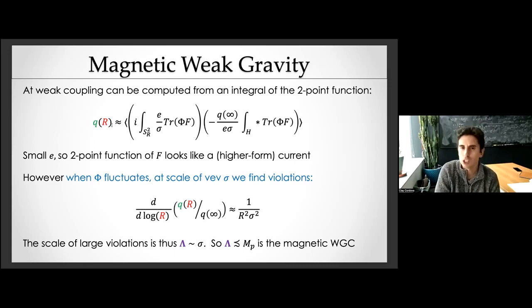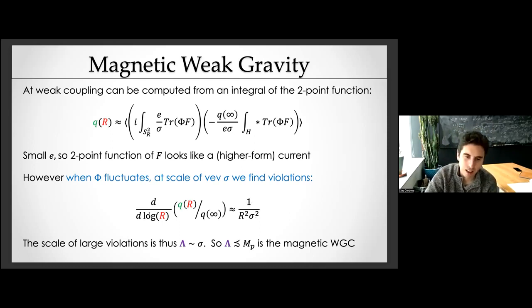So we're in the regime of small e here. So the two-point function of this non-abelian field strength itself, that part's easy, and that actually looks like a higher form current. But the interesting part is that when phi, the Higgs field, fluctuates, we find violations. And this leads to a simple formula that you can work out by just plugging in the two-point function and turning the crank, that the derivative of Q of R with respect to log R goes like 1 over R squared times sigma squared.